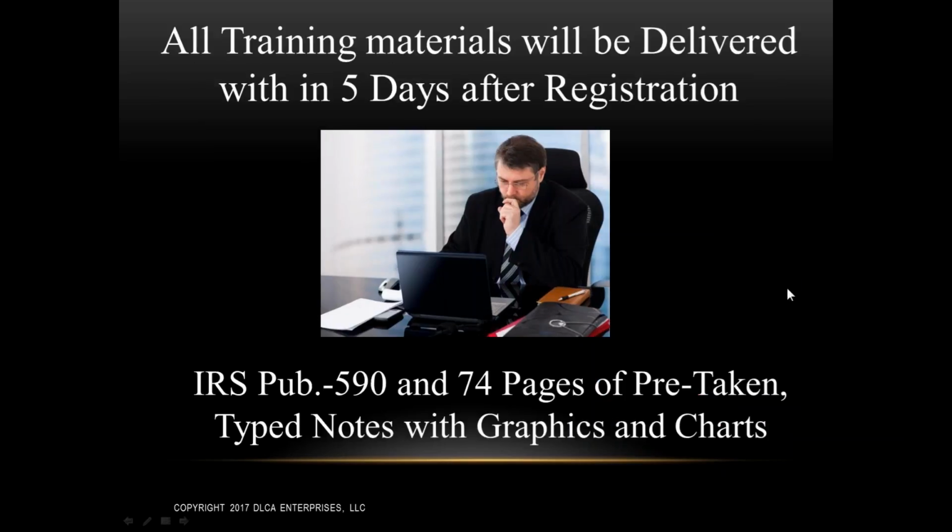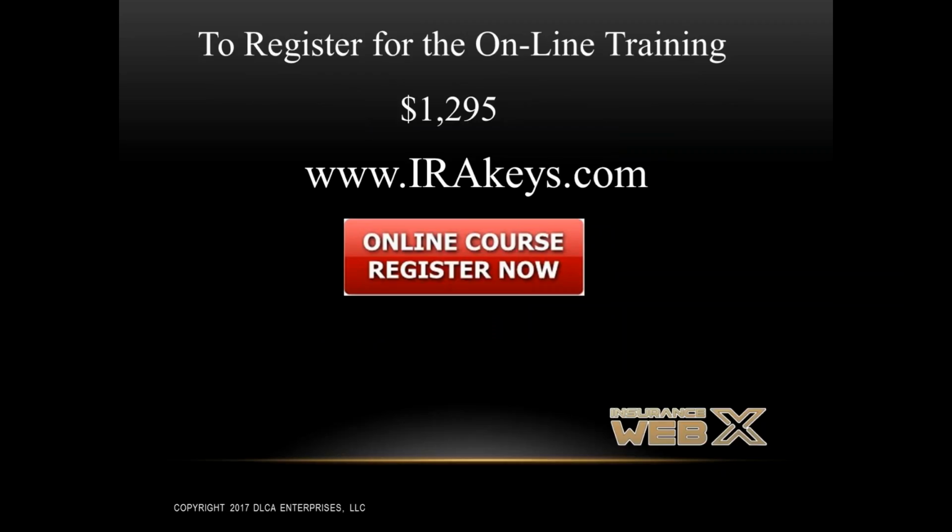So all training materials are going to be delivered within approximately 5 days after registration. And the training materials include a highlighted and tabbed and re-indexed publication 590. And this is a tool that you'll use with your clients to prove everything you're saying is accurate. You also get 74 pages of pre-taken typed notes with all the graphics, all the charts, and all the sales concepts that are inside of the course. All that comes in about 5 days.